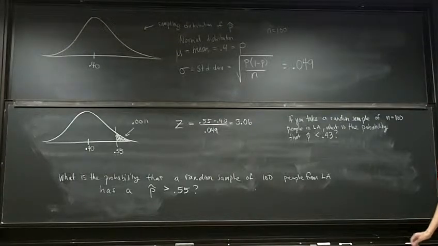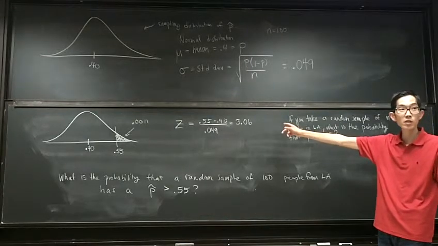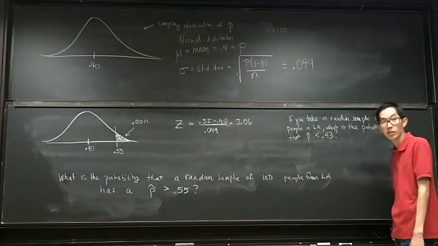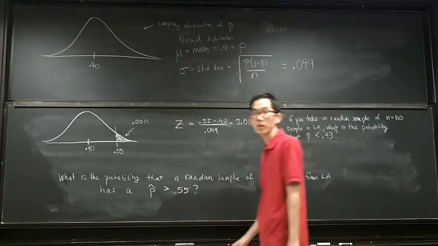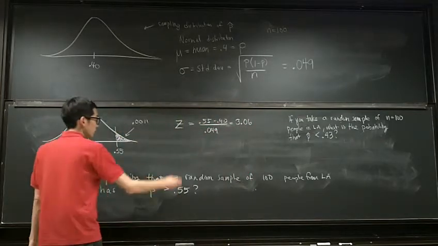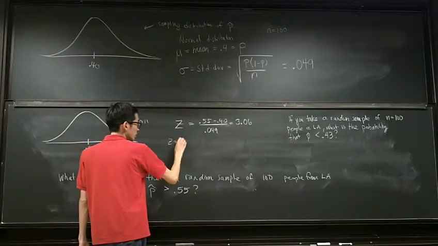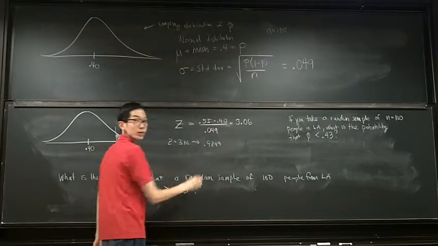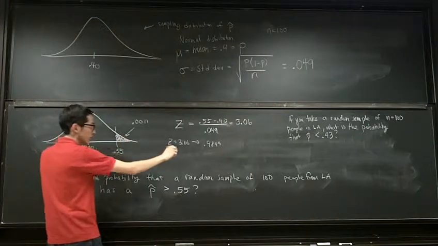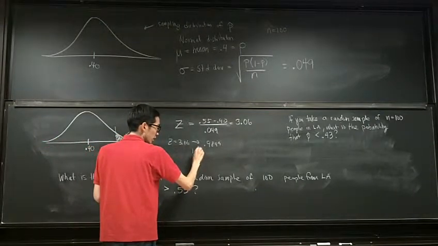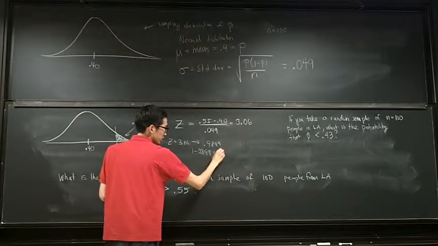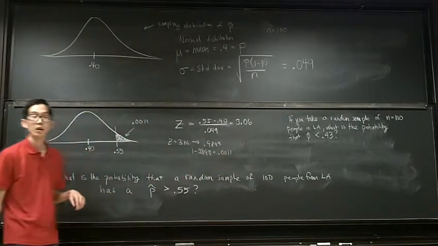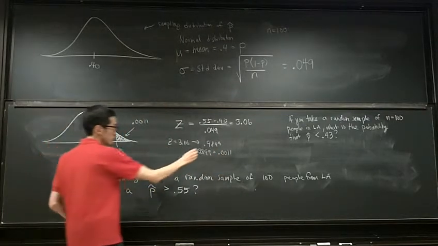You have a question? I looked at 3.06, and what did you get? 0.9889. So z equal to 3.06 gives me an area of 0.9889, right? Okay, but I want the area to the right, so I'm going to do 1 minus that. And I get 0.0011.